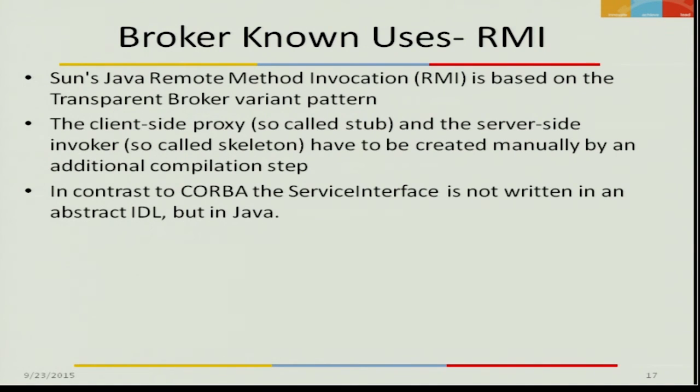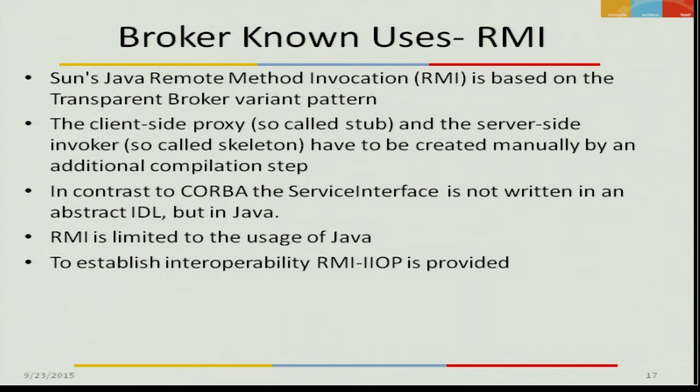In contrast to CORBA, in fact there is no service interface. It is all Java, so Java interfaces serve as IDL. So RMI is limited to the usage of Java only. However, CORBA is more generic. It can support C++, and as I said earlier, one of the major use cases was to enable legacy mainframe applications. However, RMI is only for Java. It is there to establish interoperability. Now, in order to do that, this RMI protocol needs to be there on top of IIOP. So it's a kind of a heavy duty protocol.